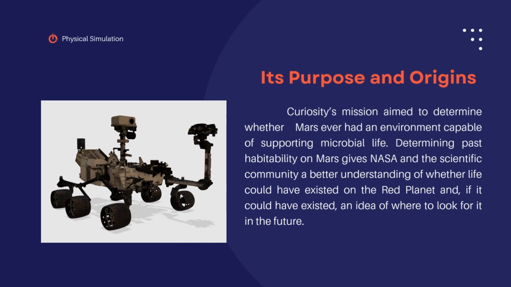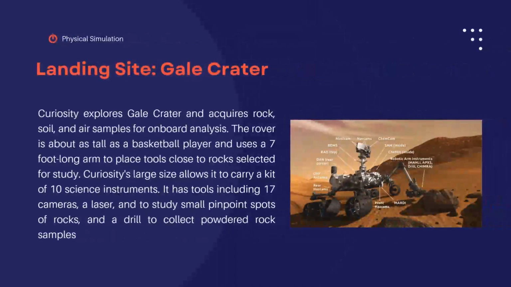Curiosity's mission aimed to determine whether Mars ever had an environment capable of supporting microbial life. Determining past habitability on Mars gives NASA and the scientific community a better understanding of whether life could have existed on the red planet and, if it could have existed, an idea of where to look for it in the future. Curiosity explores Gale crater and acquires rock, soil, and air samples for onboard analysis.